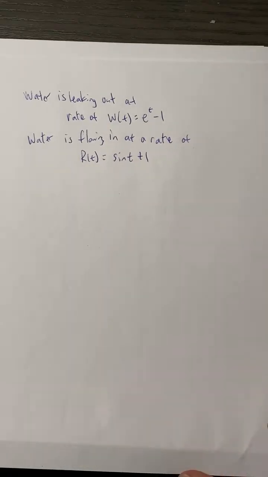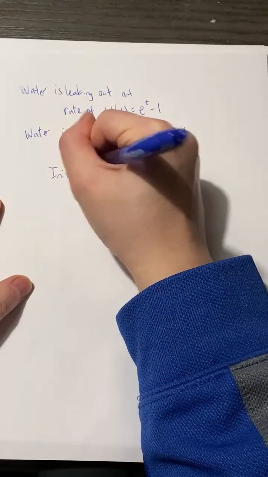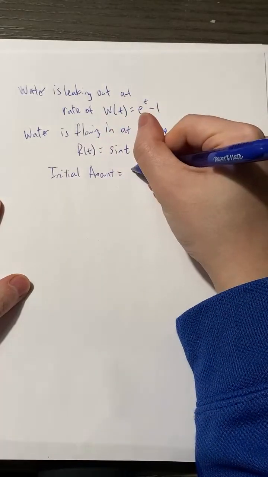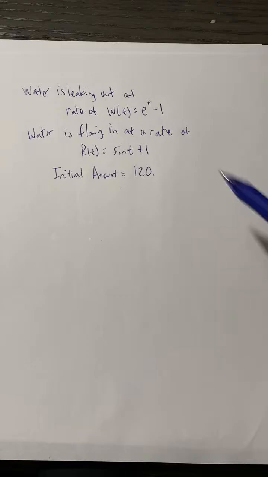So again, this is a common rate in, rate out FRQ where you have a water tank, water is flowing into the tank, water is leaking out of the tank. We also have an initial amount, so let's put that as well. Let's say like 120 or something. Okay, so these are our givens for our FRQ. We're given a rate in function, a rate out function, and an initial amount.